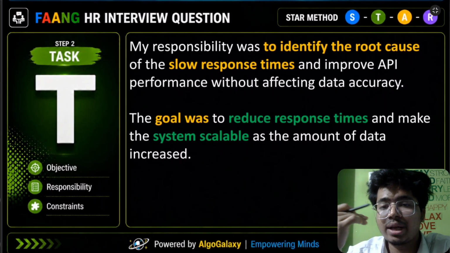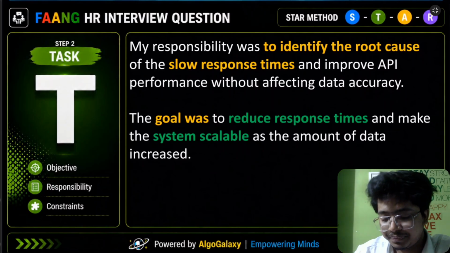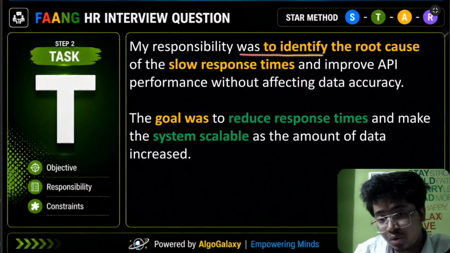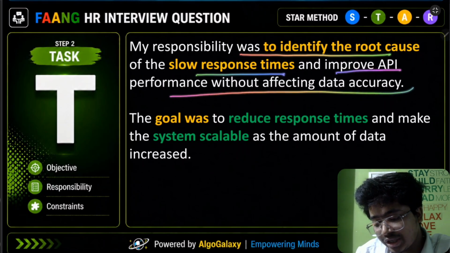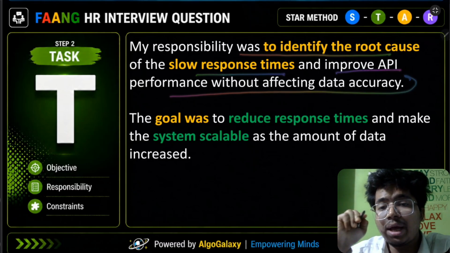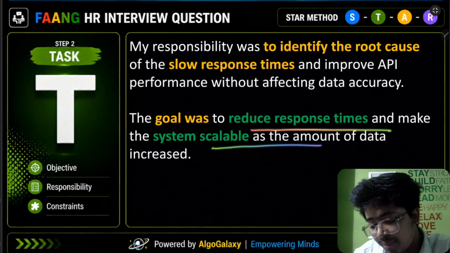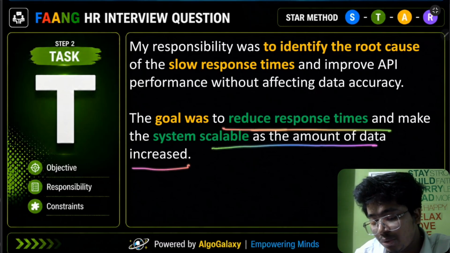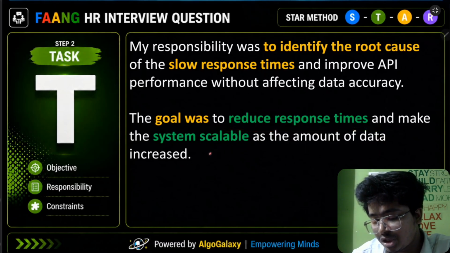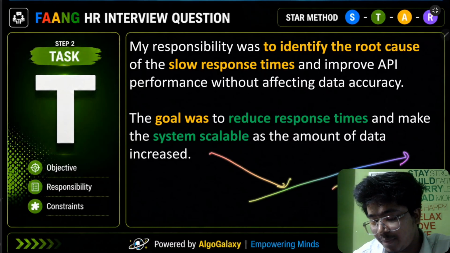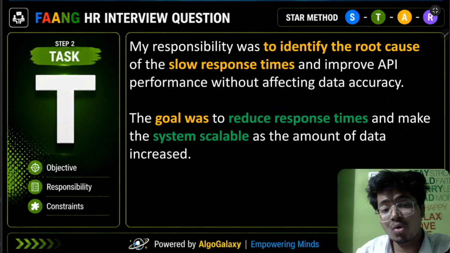Now the task: what responsibility we took in that situation. My responsibility was to identify the root cause of slow response times and improve API performance without affecting data accuracy. The goal was to reduce response time and make the system scalable as the amount of data increased. So this was our task.